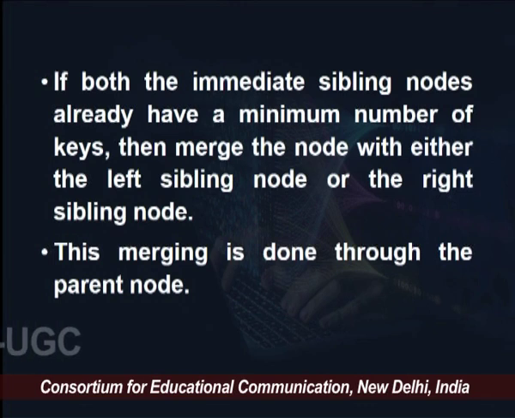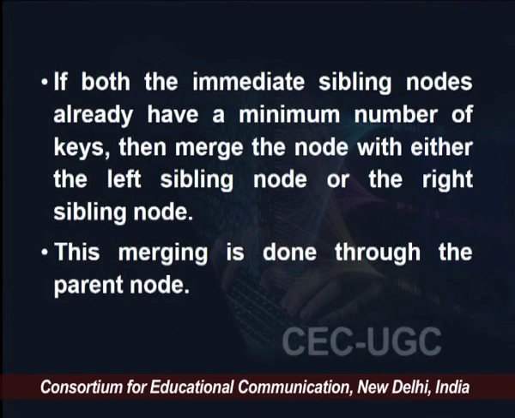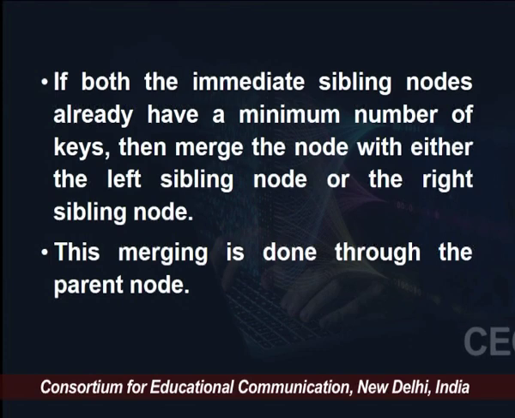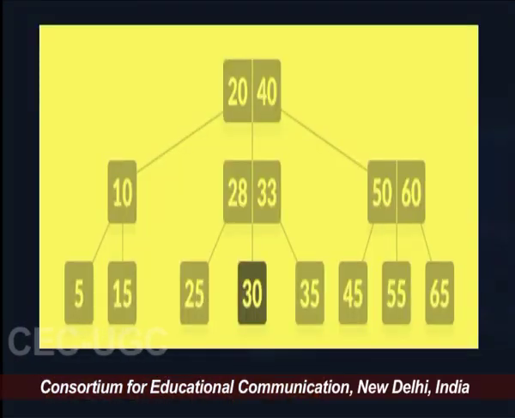If merging is done directly between the siblings without involving the parent node, then such a property we cannot maintain. Now let us see how it is going to be done. So the situation here is, I am just considering the subtree which is of concern to me. So we have a parent node which is 28 and 33, and we have 25 on the left.